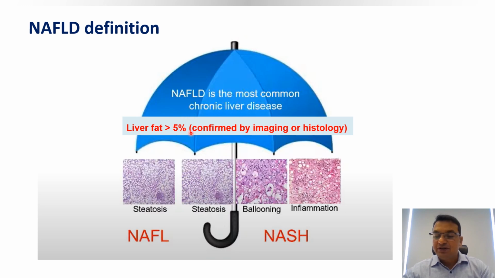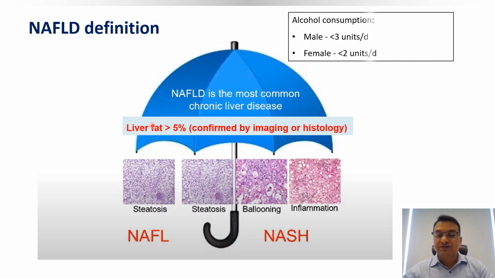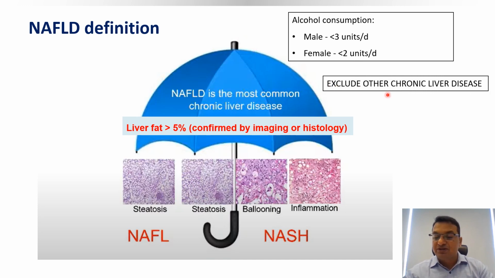When more than 5% of liver cells are loaded with excessive deposition of fat, plus there is absence of history of significant alcohol consumption, which is defined as, in males, consumption of alcohol less than 3 units per day and in females less than 2 units per day. Plus we exclude the presence of other chronic liver diseases like hepatitis B, hepatitis C or other autoimmune chronic liver disease. If you exclude them, then this condition is called non-alcoholic fatty liver disease, right?